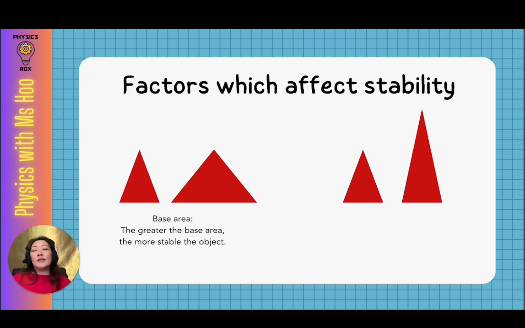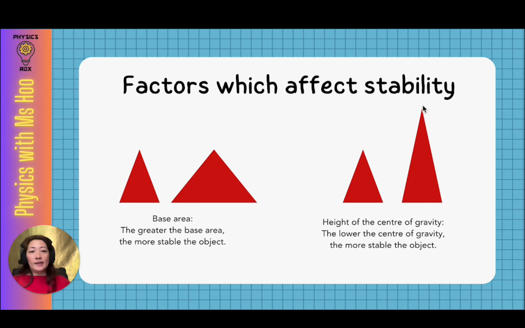And in this case, it is not so much the height, but rather the position of the center of gravity. So it's not the height of the object, but rather the height of the center of gravity. The lower the center of gravity, the more stable the object. So if we compare these two, it so happens that because this triangle has a greater height, it will also have a greater center of gravity. In the case of the shorter triangle, the center of gravity would be about here, whereas for the taller one, it would be here. So that's why it is less stable.